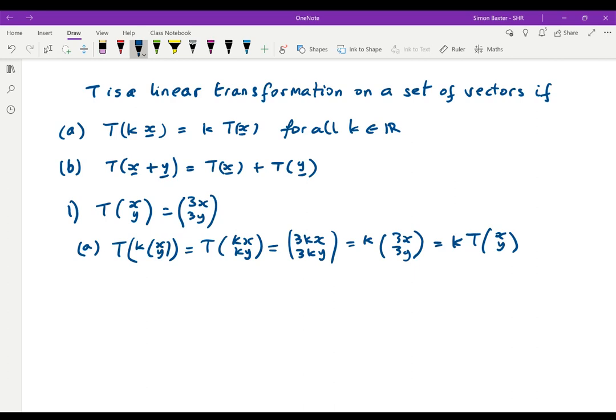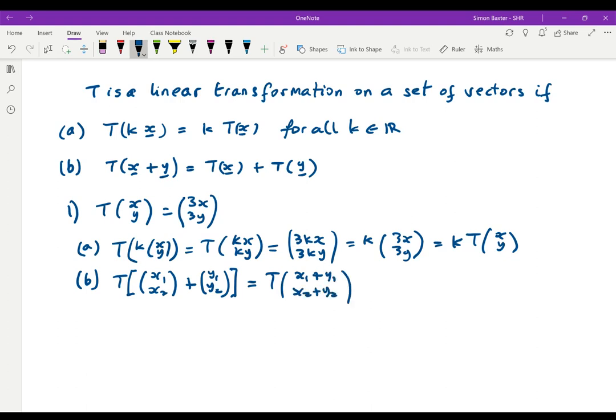What about B? Let's look at T of vector x1, x2 plus y1, y2. Well, we know how to add vectors. That is just T of x1 plus y1, x2 plus y2. T tells us to multiply the top one by 3 and to multiply the bottom one by 3.